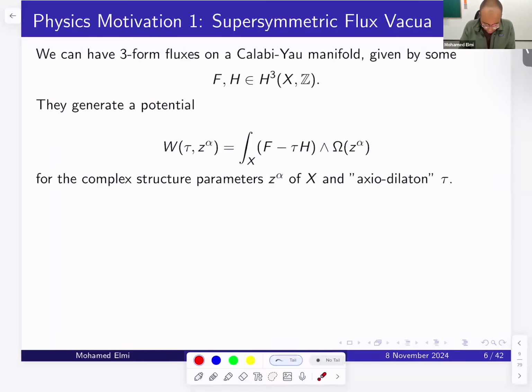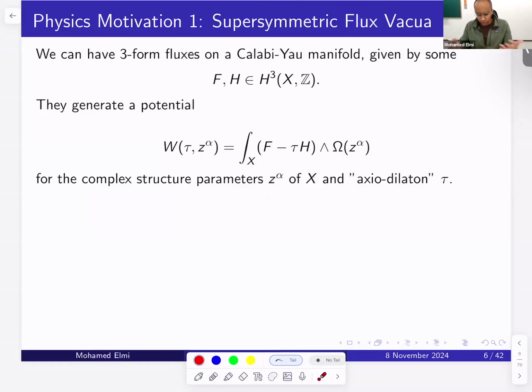And I said that these deformations here, you have many deformations. I'm calling them Z alpha. There's some holomorphic three form for your Calabi-Yau. It will depend on your choice of complex structure, parameterized by these Z alphas. These Z alphas you can think of as the vevs of some massless scalars in 4 dimensions.